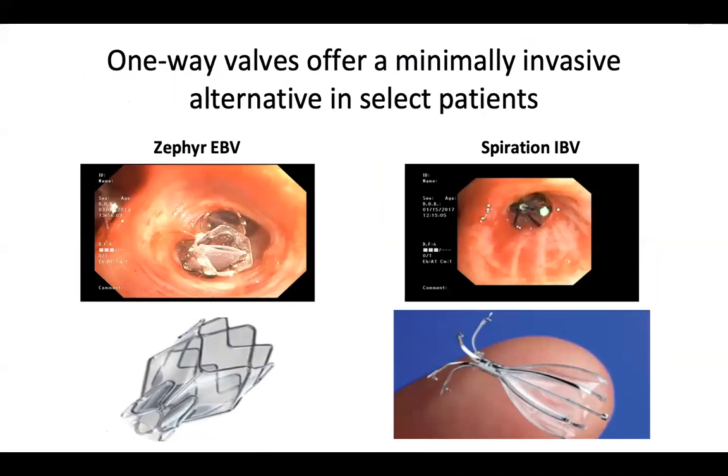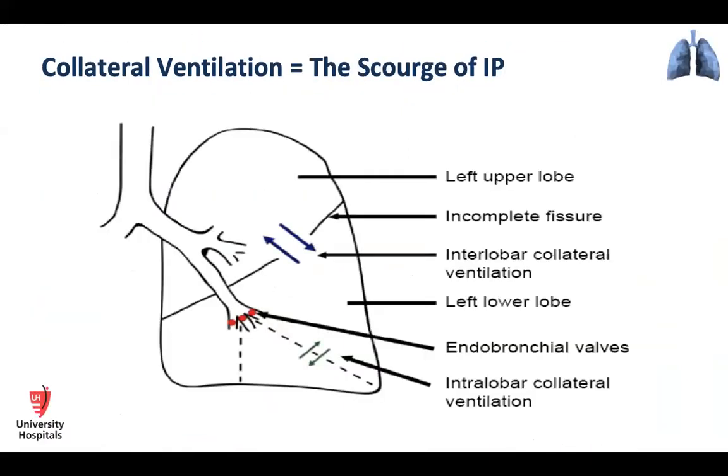There's 2 valves that are also approved for use in prolonged air leaks. The spiration system is the one that's most commonly used. It's an easy procedure to do and rarely successful. And the reason is the lung has collateral ventilation, and sometimes the fissure between the upper and lower lobe on the left, or the upper, middle, and lower on the right, is not complete.